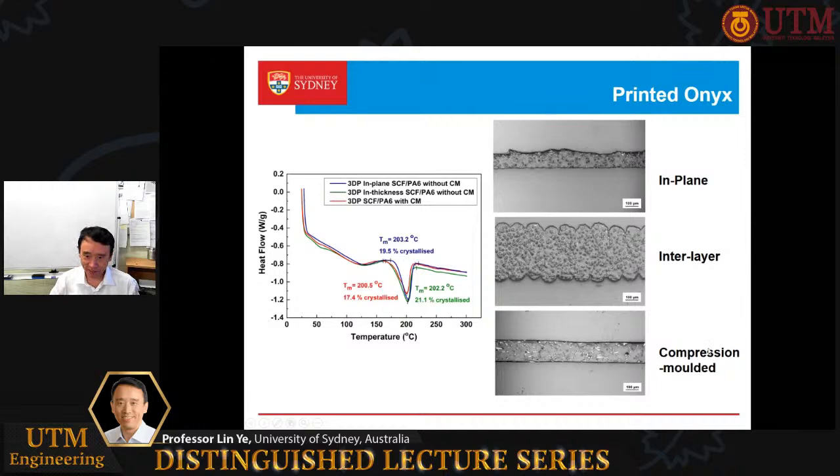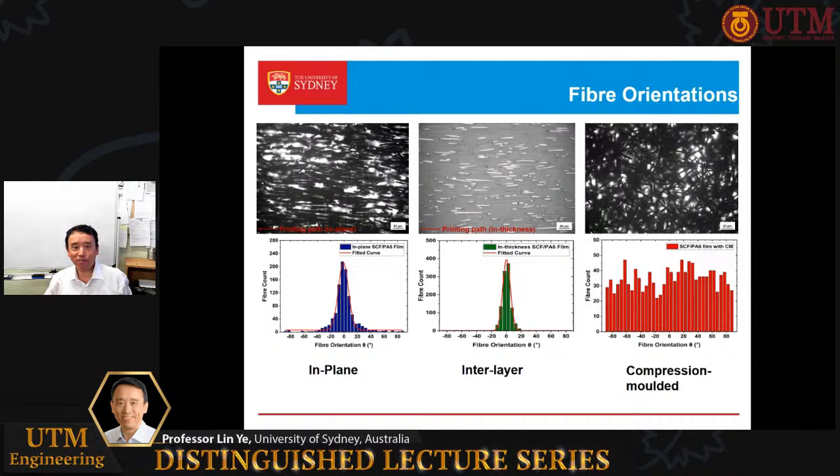Further with the compression molding. Now just have a look at the fiber. Once you have a fiber, this is in-plane, basically the printing direction horizontally. You can see there is fiber orientation in-plane and then out-of-plane. Out-of-plane probably has a narrower distribution in terms of orientation, more focused on the 0 degree. In-plane, they spread out a little bit. Then after compression molding, because you have enough time there, the fibers are almost randomly distributed, just like a normal short fiber reinforced polymer.